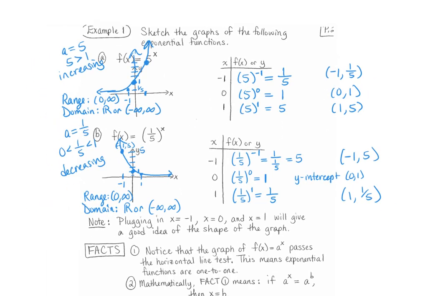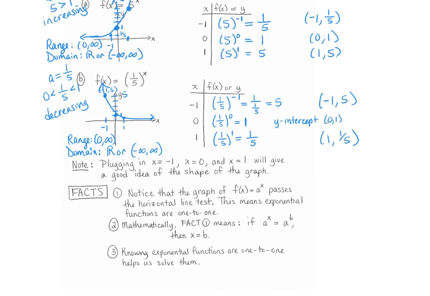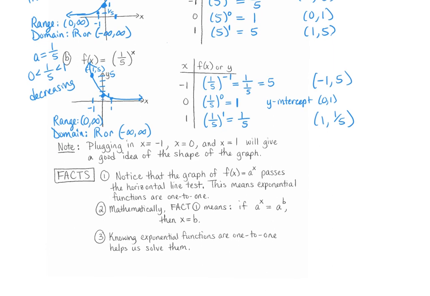Okay, so we know what exponential functions are. We know the shapes of their graphs. We know when they're increasing or decreasing. So a few things to note. Plugging in -1, 0, and 1 for x will give you a good idea of what the shape of your graph is. Okay, a few facts. Some things to remember, okay?